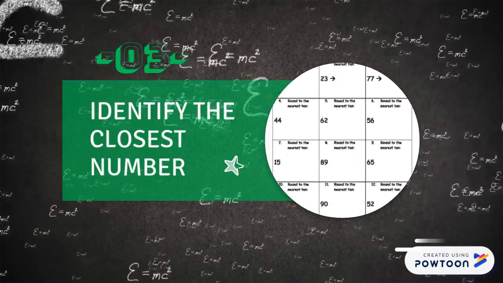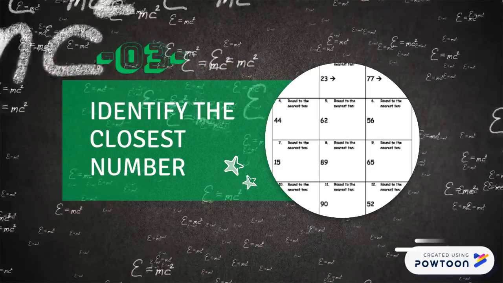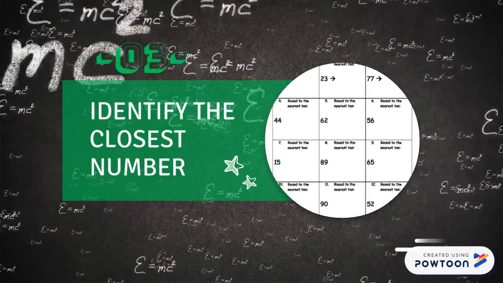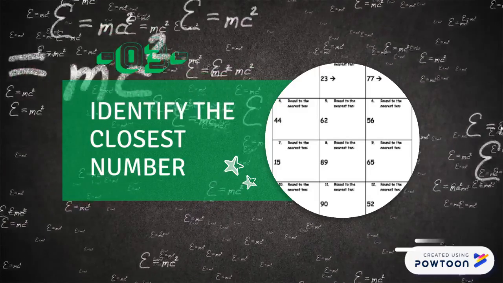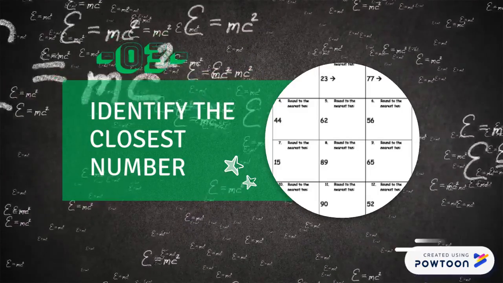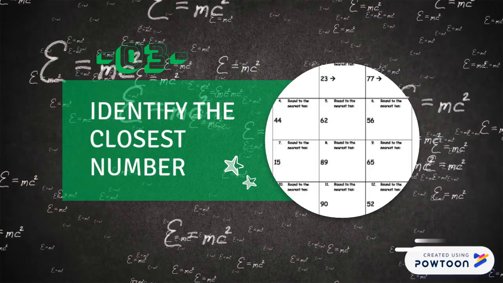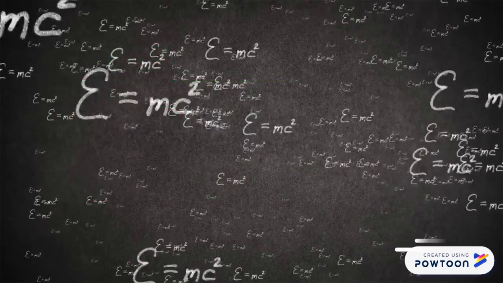Step 3 is identify the closest number. Just as we used our awareness when we were plotting points, we can identify the closest 10 or 100. For example, in our previous problem, 19 is closest to 20. 20 is the closest 10.